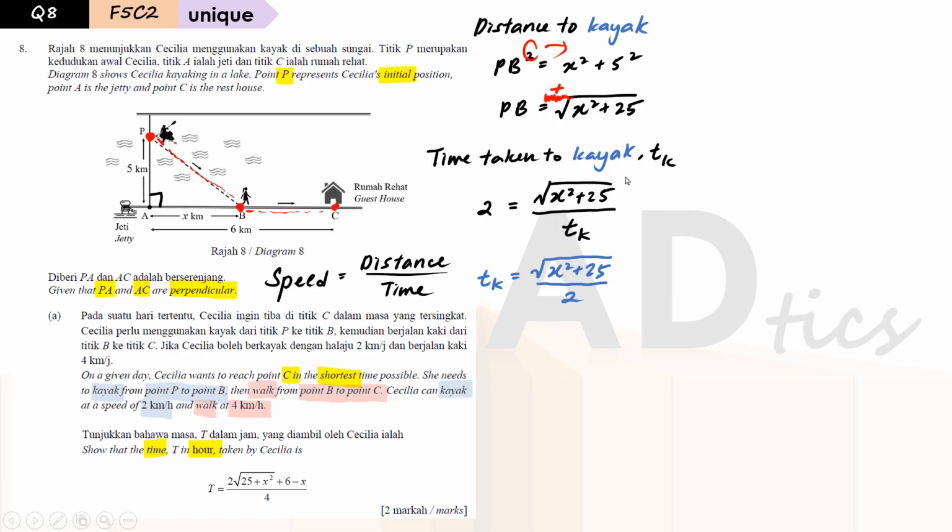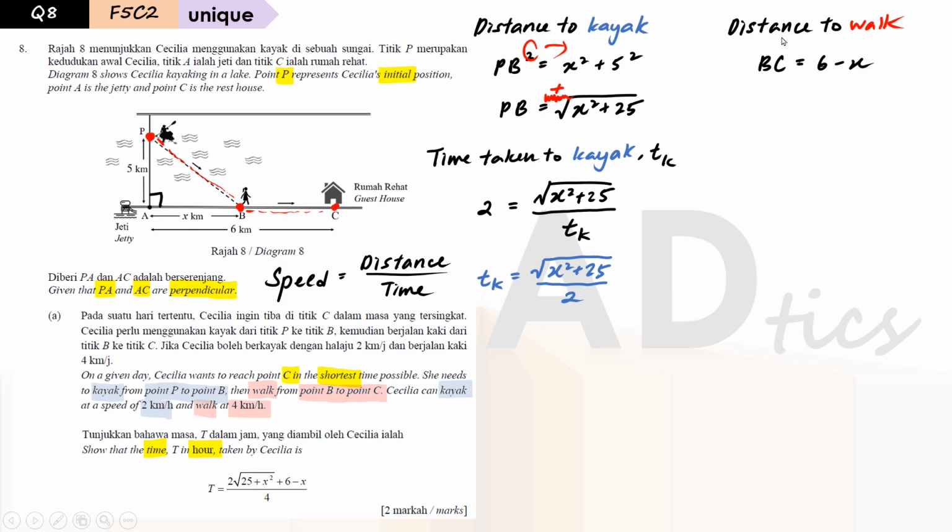How about for walking? For walking, same thing as well. We are going to find the distance to walk first. Going back to this diagram, the distance to walk will be from B to C. As you can see given here, the whole line is 6 km, and one part of this whole line, which is AB, is x. So if you want to find the other part of the line, it will be very straightforward, 6 minus x.